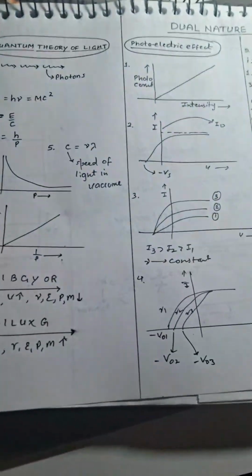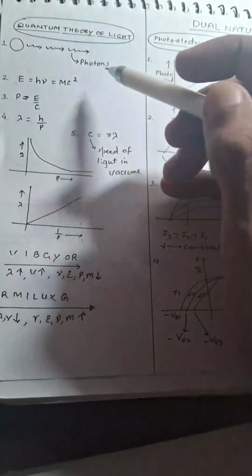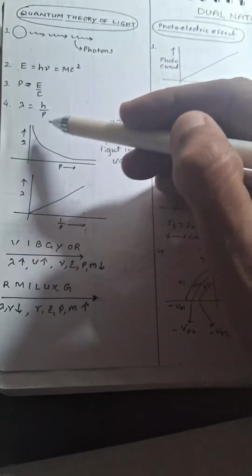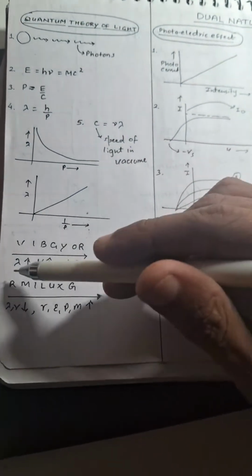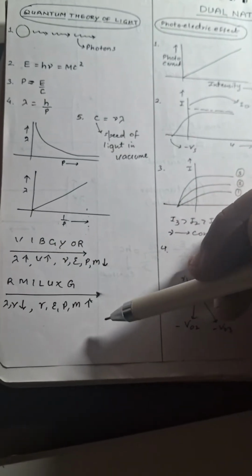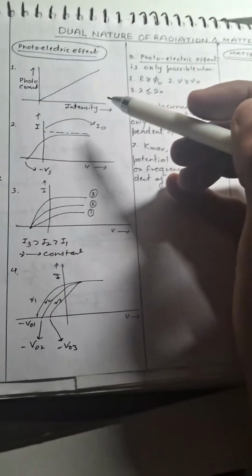Then we have a worksheet based on the dual nature and properties of that. So first is the quantum theory of light, various properties of photons like energy, momentum, wavelength, graphical variation, then the VIBGYOR spectrum, variation of wavelength, speed, frequency, energy, mass, momentum, and its comparison with EM waves also.